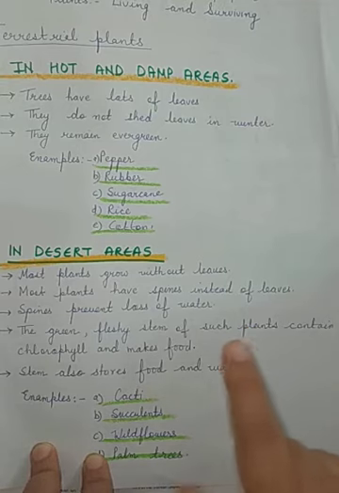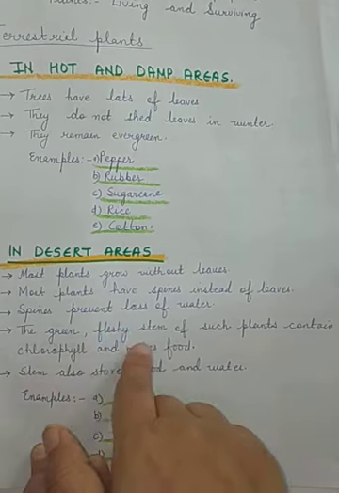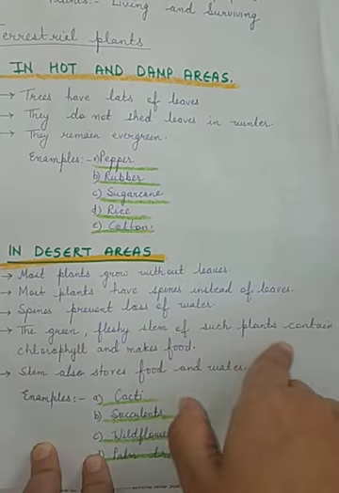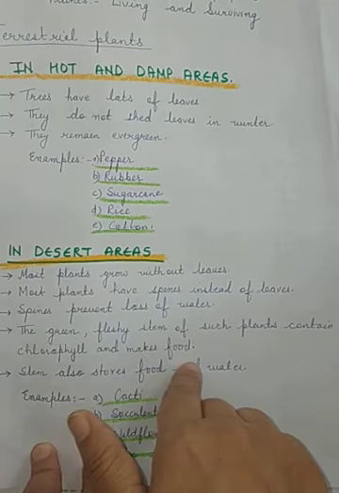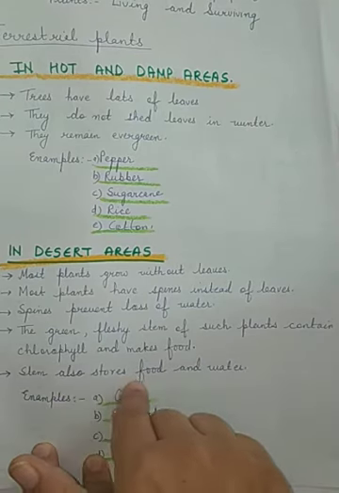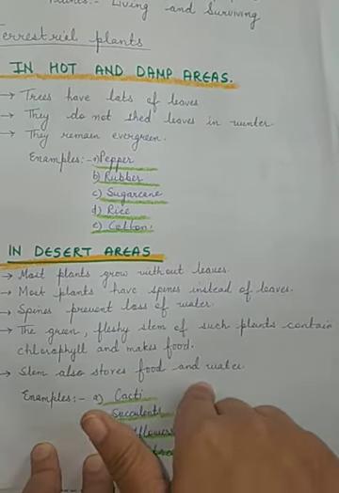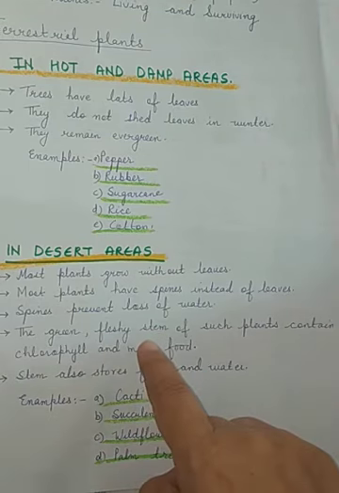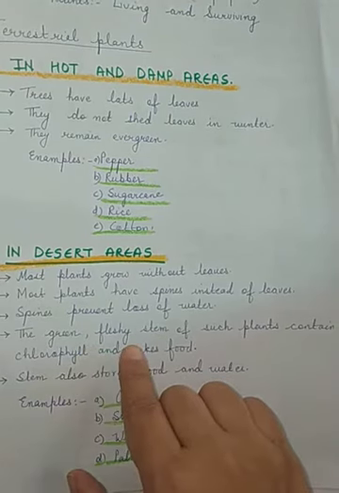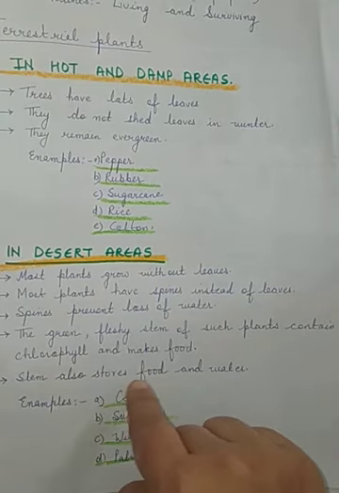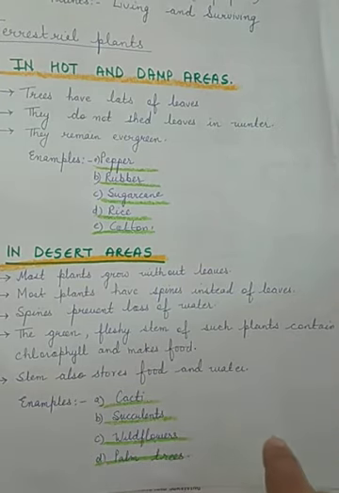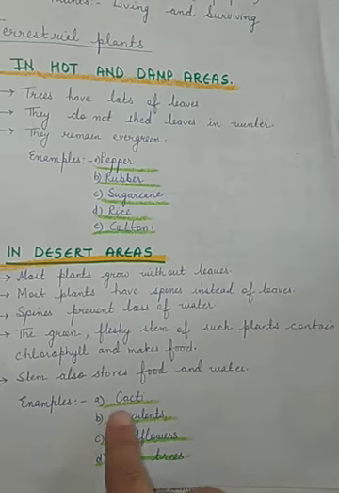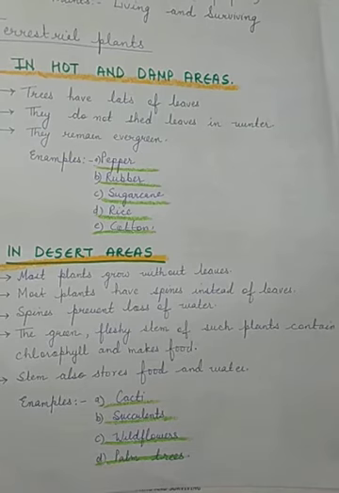The green fleshy stem of such plants contains chlorophyll and makes food. The stem also stores food and water. What this means is that the food in desert plants is prepared by the stem of the plants, and it is green and fleshy, and the stem also stores food and water for the plant. Examples are cacti, succulents, white flowers and palm tree.